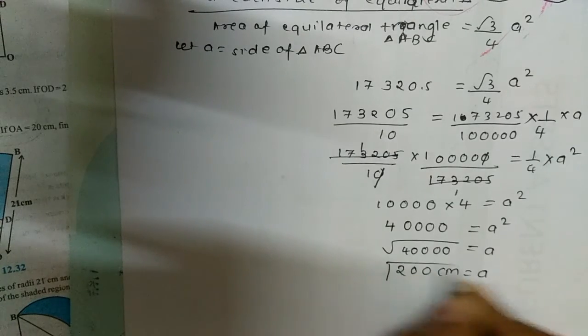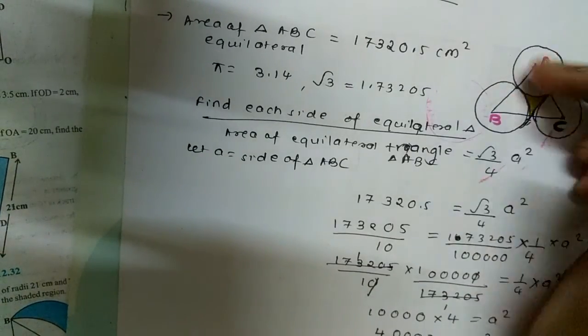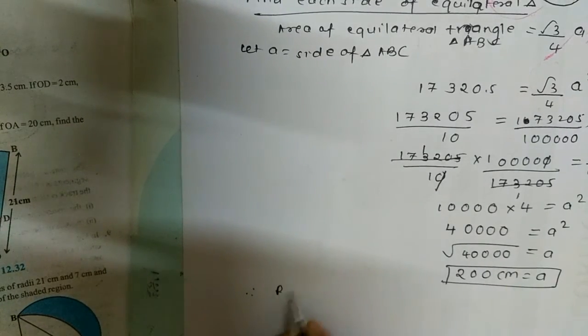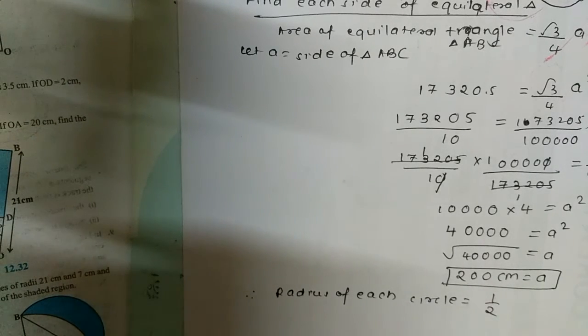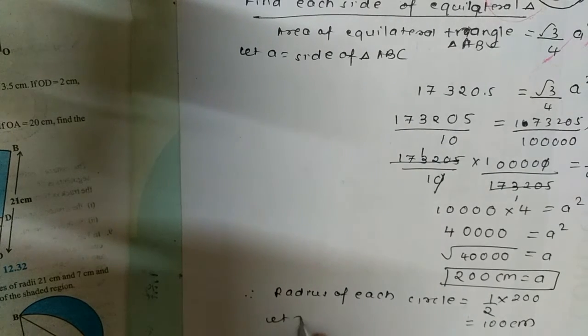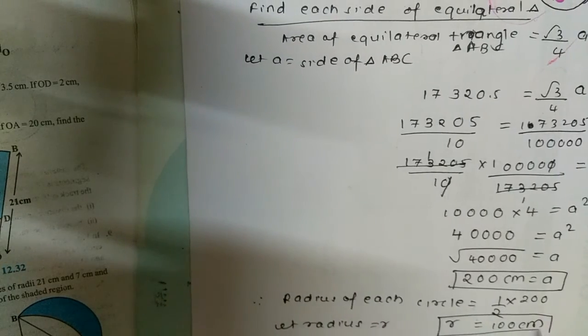So a is the side, each side of an equilateral triangle. Now we can get the radius here. It is given that the radius is half of each side, so we'll find the radius of each circle. The radius of each circle is half of each side, that is 200, so the radius is 100 centimeter. Let the radius be r, so radius equals r, that is 100 centimeter.